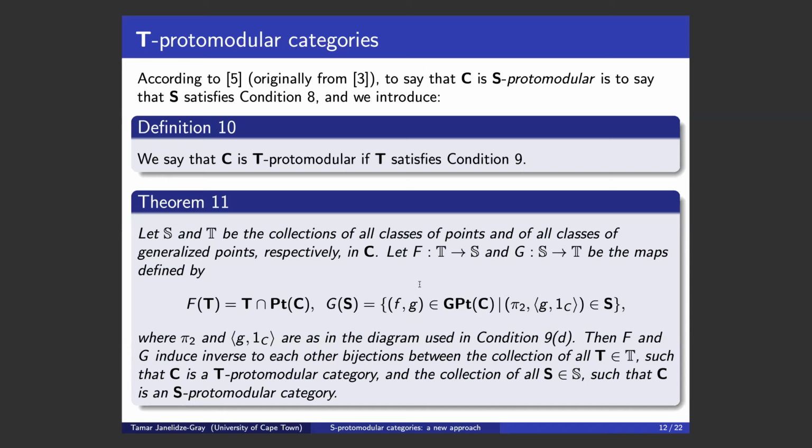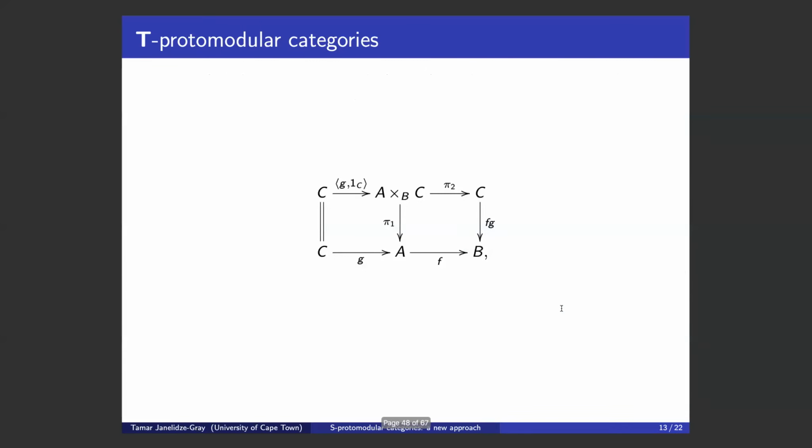And then how do we go back? Now we start in S, so we take a point, and in order to go into the collection of generalized points, we take all those generalized points such that this pair is a split epimorphism or a point in C and in S, sorry. Just to recall, we had this diagram before. We have FG, a generalized point. When we take the pullback of FG along FG, we get a pullback here, and this was the induced morphism that we got into the pullback.